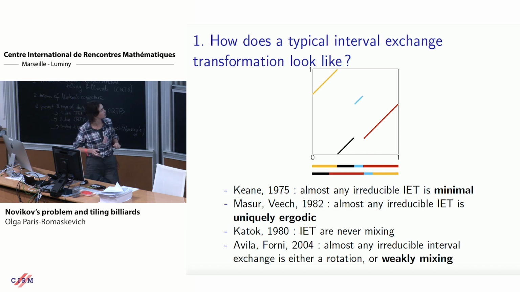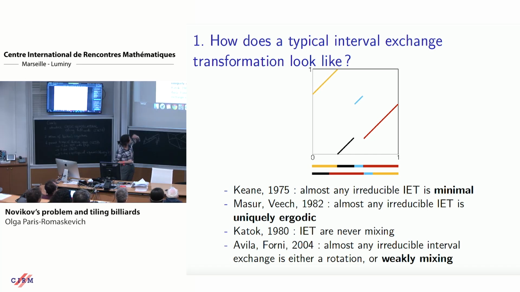Keane proved that almost any irreducible interval exchange transformation is minimal. Its orbits are dense. Irreducible means that this graph is not separated into independent squares. Okay, then Masur and Veech proved that almost any irreducible IET is uniquely ergodic. So this is another property of ergodic theory about interval exchange transformations.